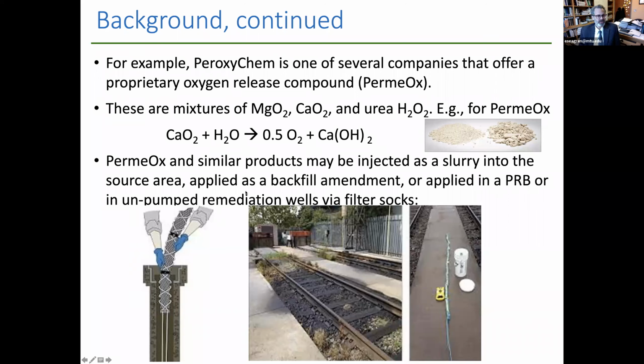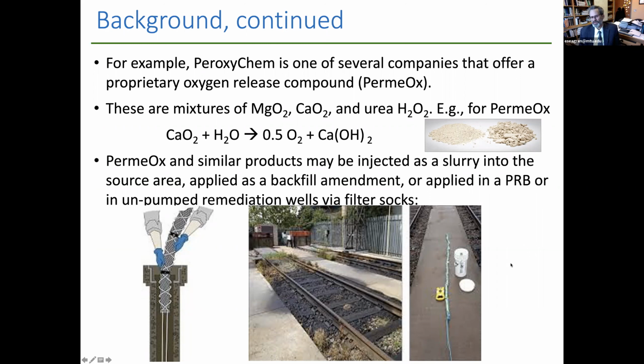One way that that's done, and I show here some images at the bottom of the slide from a company, Regenesis, which also makes a product called oxygen release compound, ORC, very similar to the Permeox material. And one of the ways that they implement this is via these filter socks. So these are socks, as we show here on the slide, where they are put in these permeable socks. It can be lowered into a well. They're tied together. This was a remediation at a railroad siding. And you can see here they've tied several of these socks together that can be lowered down into the well.